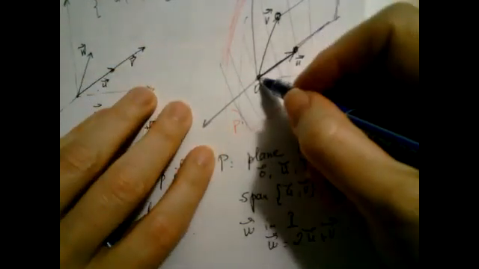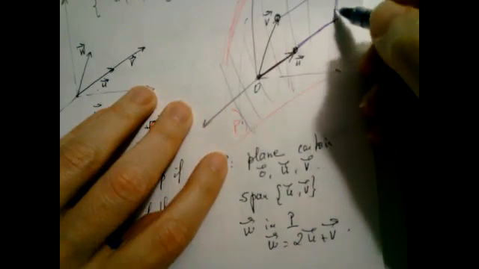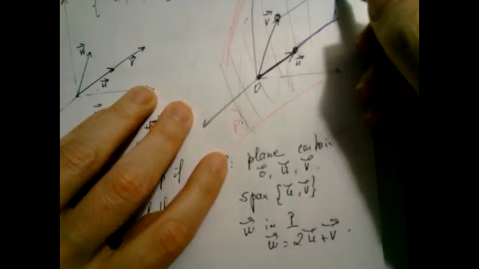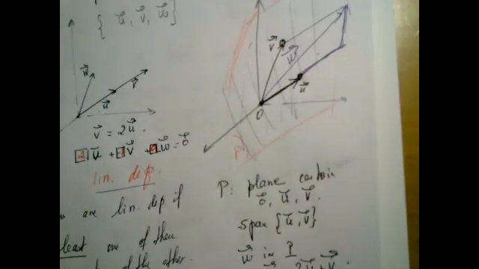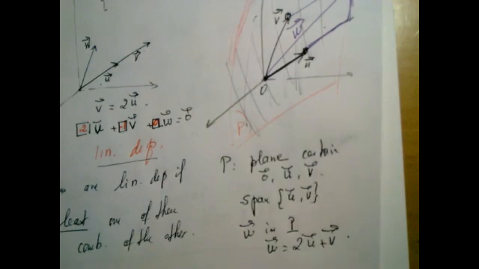So that's my plane. It contains U. I stretch it, I'm still within it. Then I move in the direction of V, I'm still within it. This is my W. Are those dependent or independent? Quickly. Absolutely dependent, because W is a combination of those.